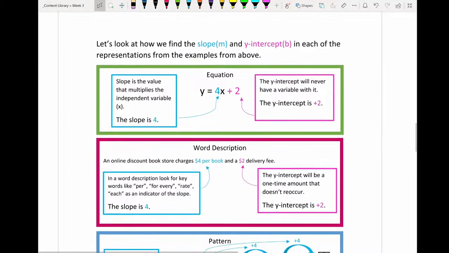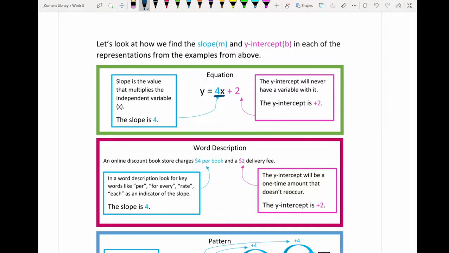Below here, it's a look at how we find the slope and the y-intercept in each of the representations. In those 5 different examples, the slope and the y-intercept are the key things that we need to find, because regardless of the representation, they should be the same if they're representing the same linear relationship. If we look at an equation, the slope is the value that multiplies the independent variable, or x in this case. The variables may be different, but the slope is the one that's paired up with the x.